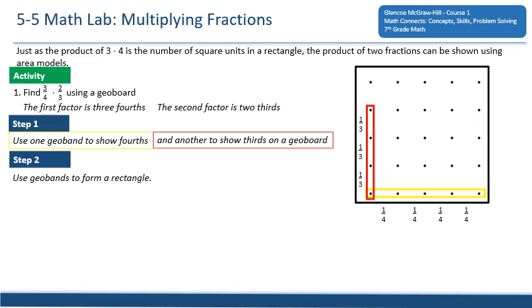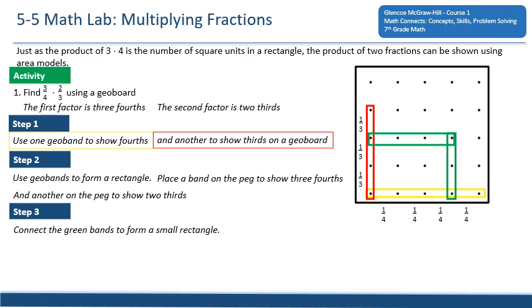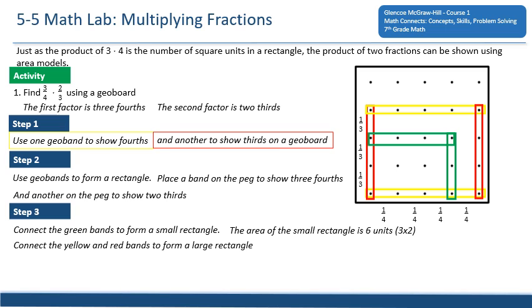Step 2, use geobands to form a rectangle. Place a band on the peg to show 3/4 and another on the peg to show 2/3. Those are the green ones. The reason that is 3/4 is because it's 3 spaces over, and the reason it's 2/3 is it's 2 spaces up. And connect the green bands to form a small rectangle. The area of the small rectangle is 6 units, or 3 by 2.